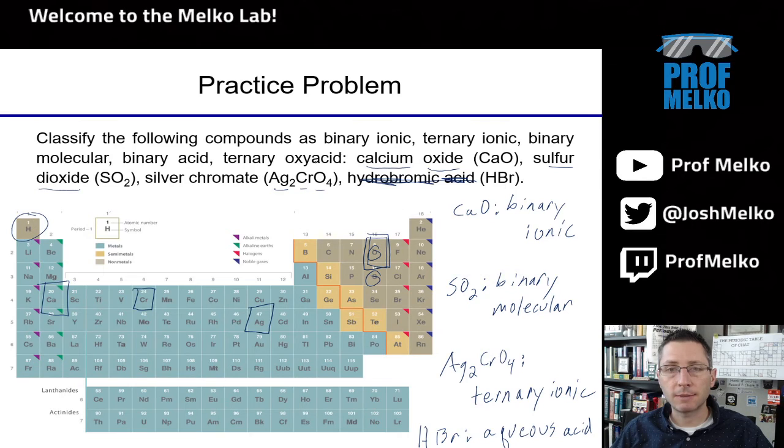And you can see the naming conventions for these are a little different. We have oxide, IDE. We'll see that becomes important in naming ionic compounds, right? Versus silver chromate, which has something to do with the polyatomic here, CrO4. So all of that in the next lecture. For now, we're just classifying these things.